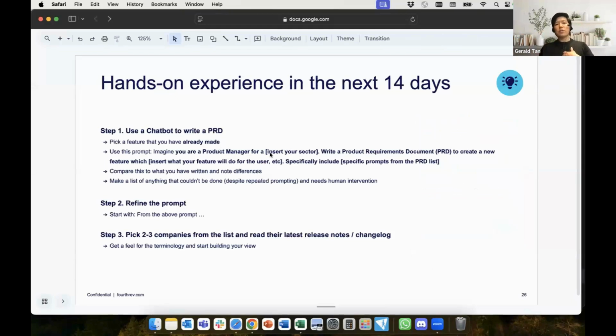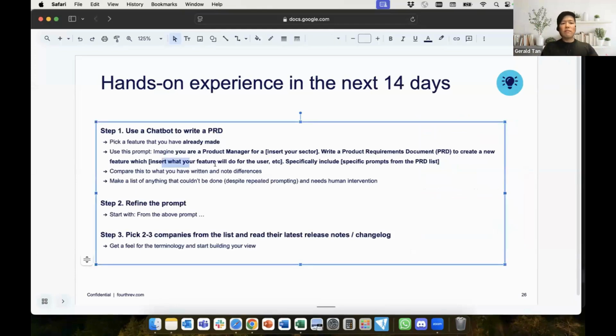You are a product manager for your sector, just include whatever sector. Write a product requirement doc to create a new feature, whatever feature you want, ideally something you've made before so you can compare your notes, and include whatever you want to include, specifically include a success metric and see what happens, right? And then you can compare what you've done to what it's done.